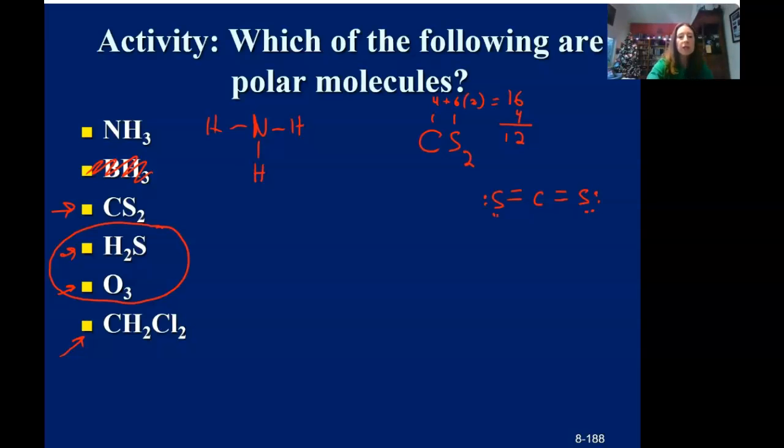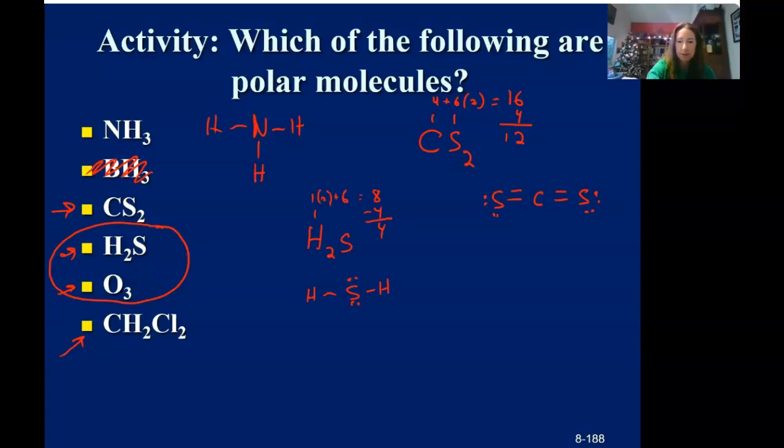Okay, so let's do H2S. So hydrogen, its valence is 1. Sulfur, it's 8 total. So draw our skeleton structure as best as we can. We've used 4, means we have 4 left. Well, look, S. Here we go.